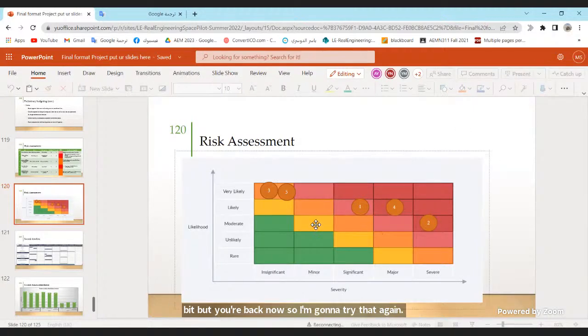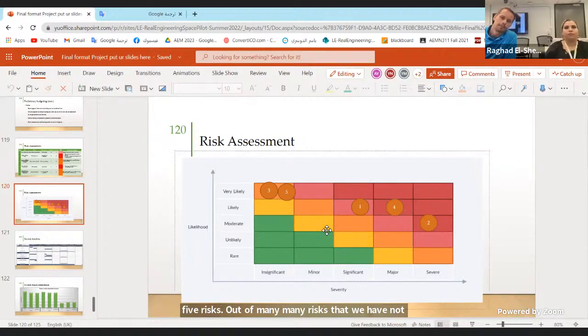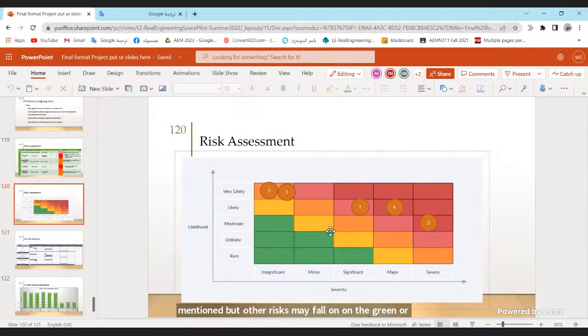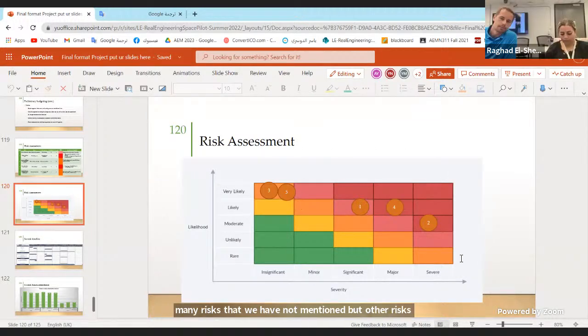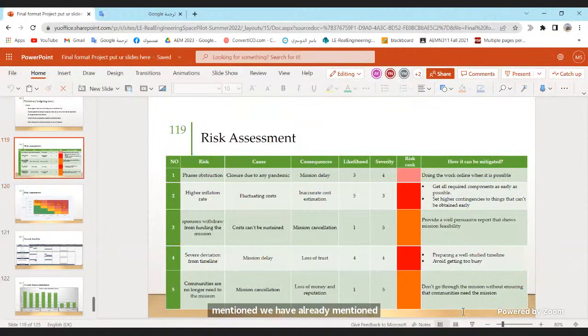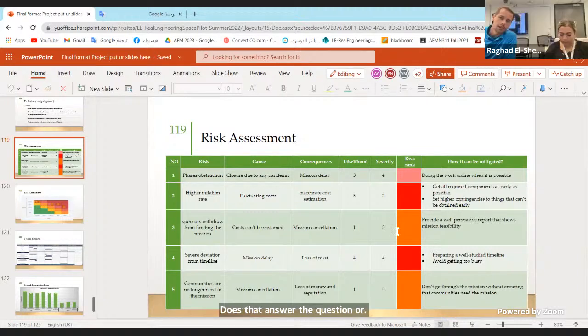Okay. I said that actually we have just mentioned 5 risks out of many risks that we have not mentioned, but other risks may fall on the green or yellow area that may not need a mitigation plan. But for the high risks that we have mentioned, we have already mentioned a mitigation plan or action to be followed just to mitigate it. Does that answer the question? Yeah, that's fair. It's fair that you presented the riskiest things on a short time scale. Thanks.